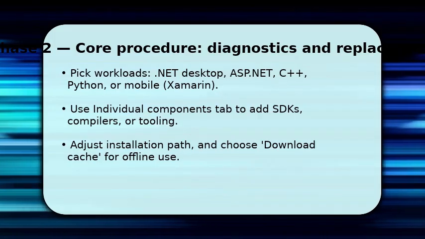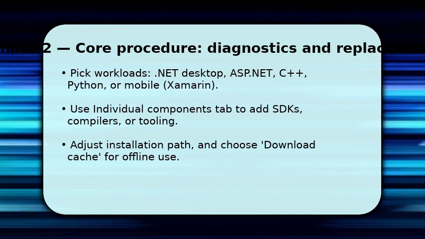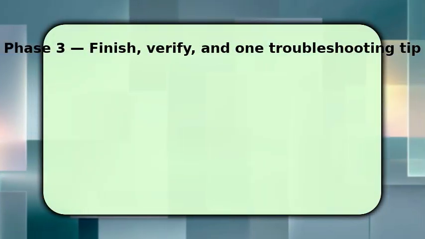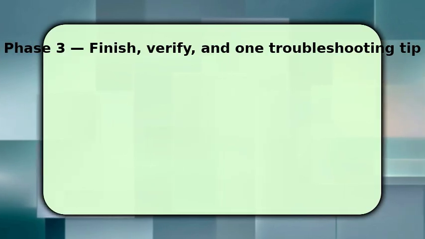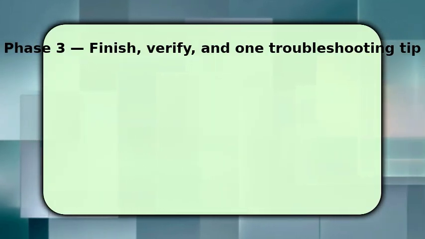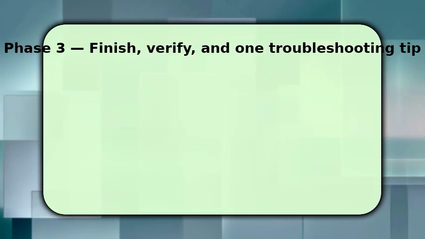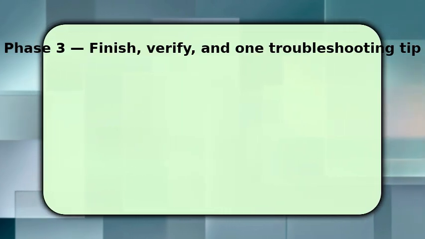After confirming selections, hit install and monitor progress. Larger workloads take longer. When installation completes, restart if prompted, and then launch Visual Studio. Create a quick new project matching an installed workload to verify compilers and SDKs load correctly. If extensions matter, install them from the marketplace now.